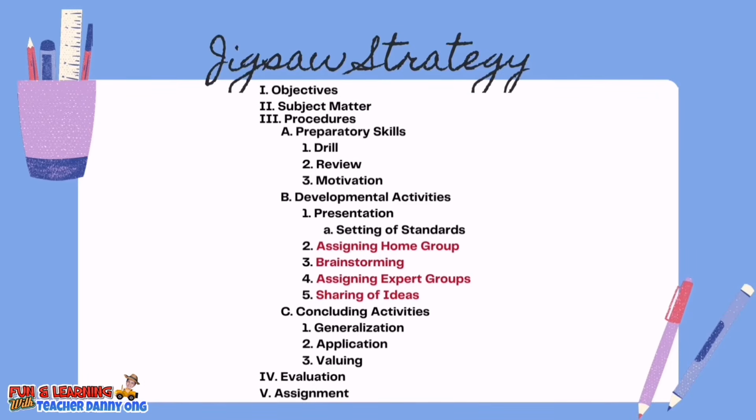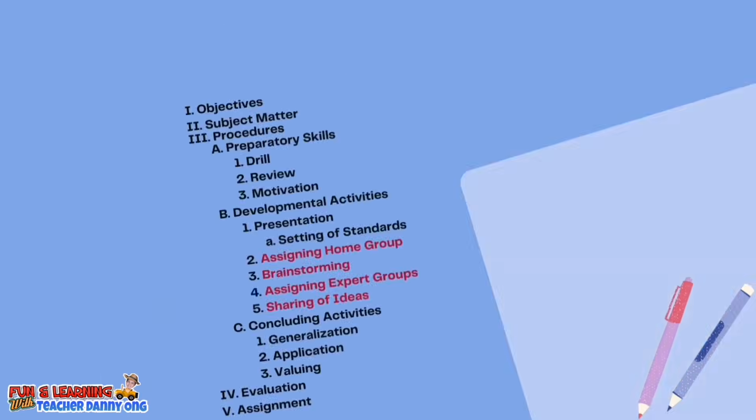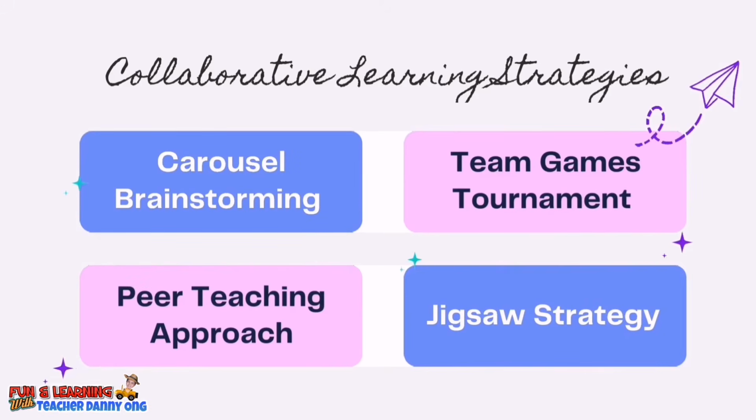Now, in the lesson planning, after the presentation and setting of standards, the teacher will assign home groups. Then each home group will be given time for brainstorming. And then the teacher assigns the expert group to listen to the home group members. And then the expert group will share their learned ideas with the whole class. Doing this might take a lot of time, but proper scheduling will help the teacher accomplish this wonderful cooperative learning strategy.